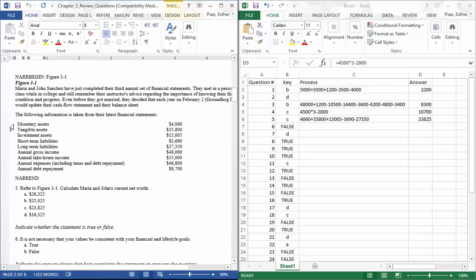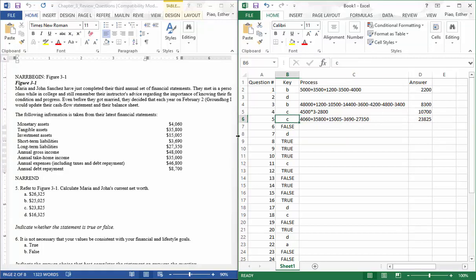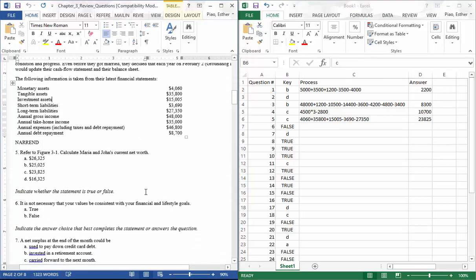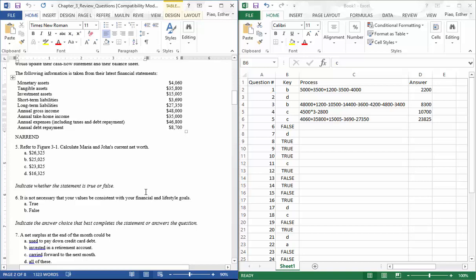We have three different types of assets here: monetary, tangible, and investments. We need to subtract the amount from their liabilities, which are listed as short-term and long-term. We just need all these five numbers only. So you include all the assets and subtract all the liabilities. We have a total of $23,825. So the answer is going to be C. That's number five.